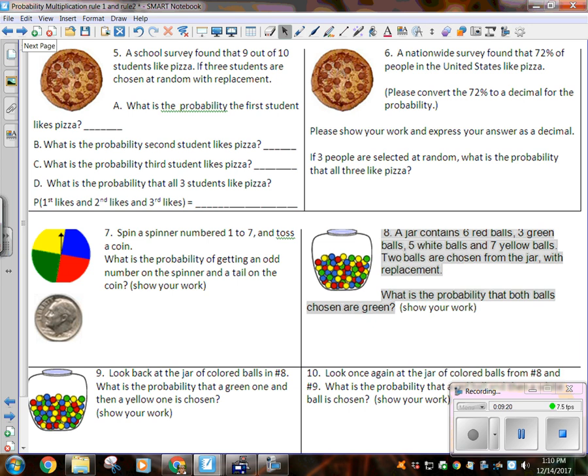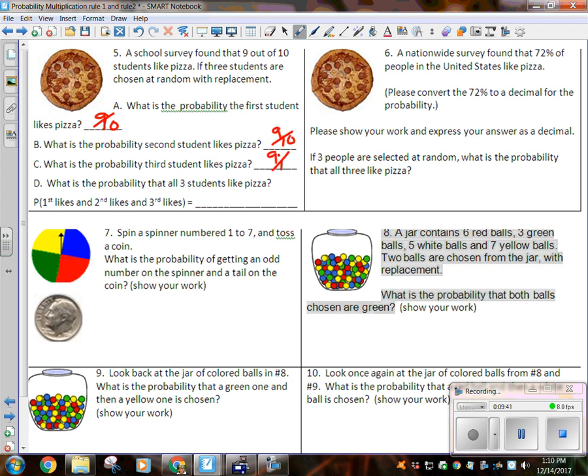Okay, 5. A survey found that 9 out of 10 students like pizza. 3 students were chosen at random with replacement. What is the probability the first student likes pizza? 9/10. Okay. So probability the second student likes pizza? 9 out of 10. What's the probability the third student likes pizza?